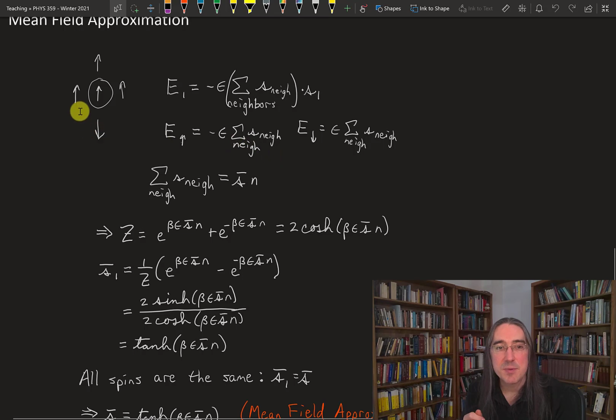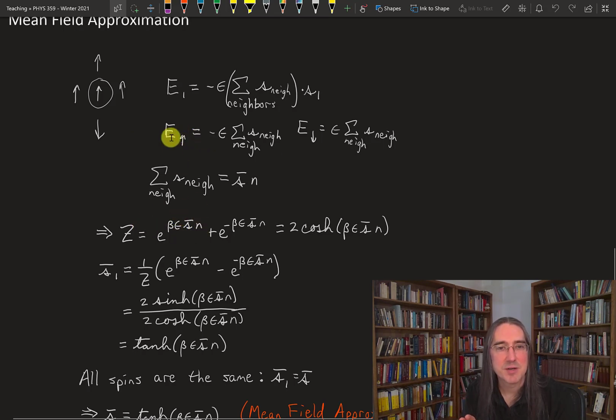So for that one spin, we can calculate its partition function. This partition function for the one spin is just e to the minus epsilon s bar n plus e to the plus epsilon s bar n. I said it backwards to how I wrote it, but that's fine. It's e to the beta epsilon s bar n plus e to the minus beta epsilon s bar n. I said it with the wrong sign, but you know what I mean. I'm going to take the energy and multiply it by minus beta.